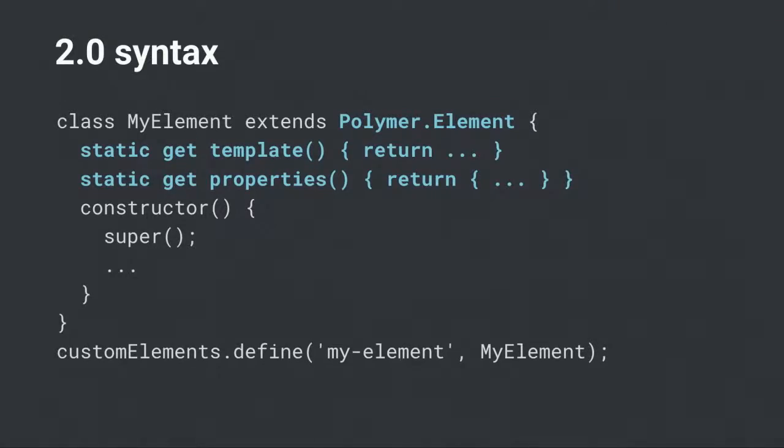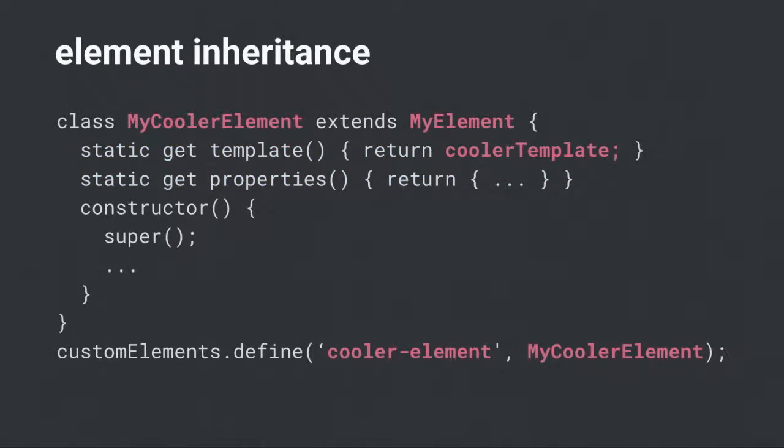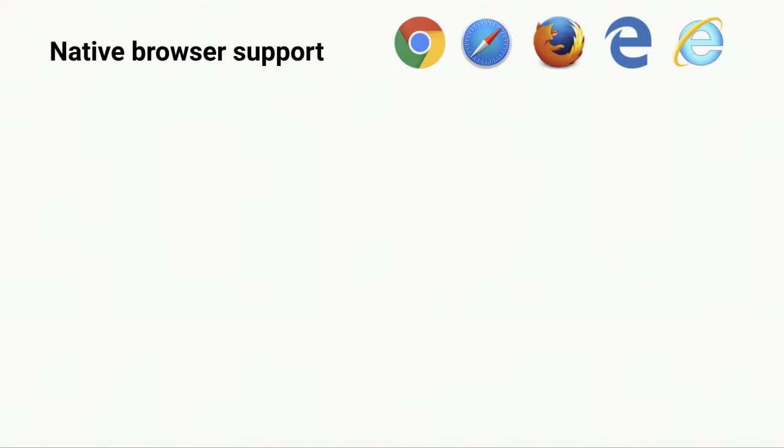So in Polymer 2.0, to use the features of Polymer, all you have to do is extend from Polymer element instead of HTML element, and then provide a little bit of metadata on your class to start taking advantage of those features. And because we're aligning to the ES6 class syntax, you get things like native inheritance for free. So you can extend an element that you've created or found on the internet, change some of its implementation details. I might return a different template that I want to render, and define a new element that has some extra different functionality.